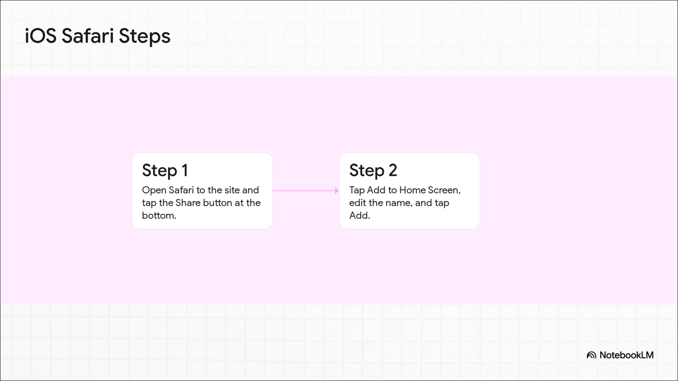For Step 2, you're going to want to scroll down through that menu until you spot the action labeled Add to Home Screen. Tap that. Just like we saw on Android, you're going to get a chance to edit the name here. Clean it up so it looks nice on your screen, and then tap Add, way up in the top right corner. It's a very deliberate process, but it confidently locks that shortcut right into place on your iOS home screen.